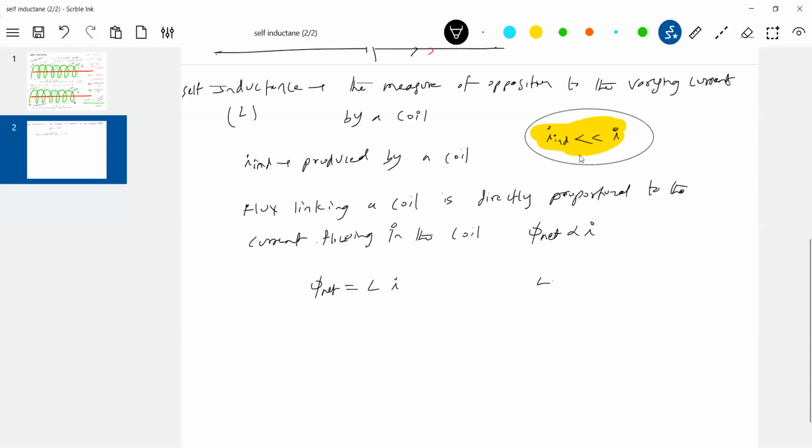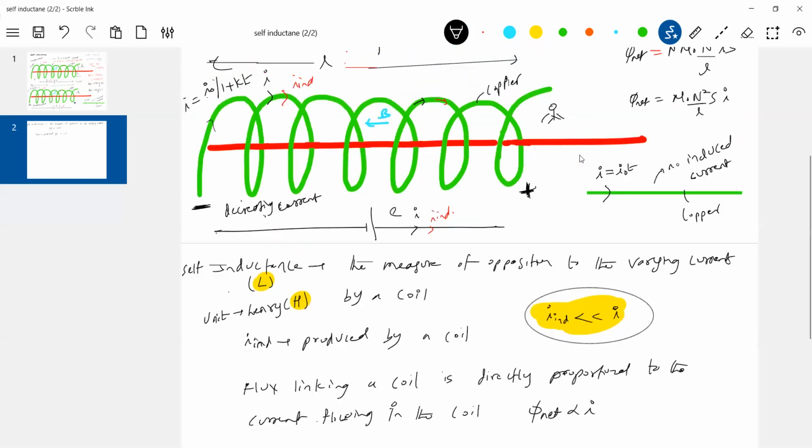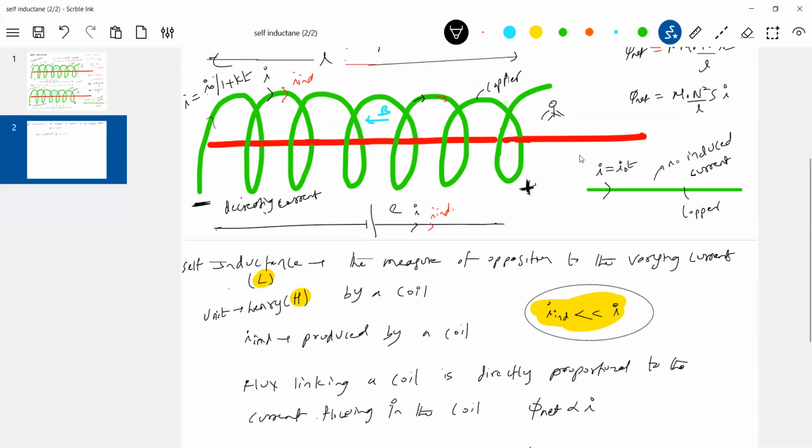And what is the unit for this? Like Farad for capacitance, ohm for resistance, similarly Henry for self-inductance. So now I'll define self-inductance. What is the self-inductance? Net flux linking the coil to the current flowing in the coil. So what is the formula for net flux linking the coil? Mu naught n square S I by L.